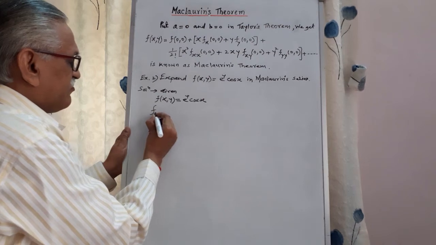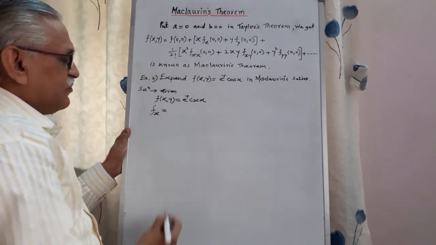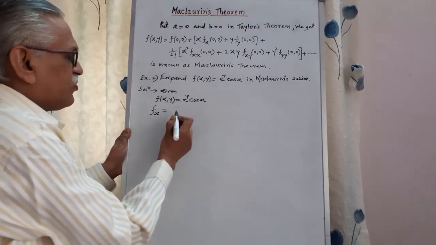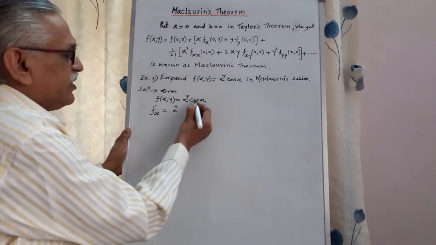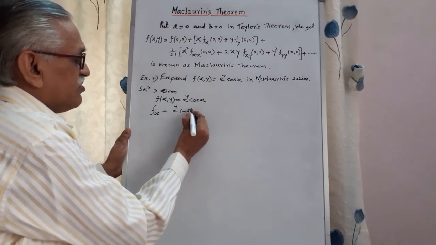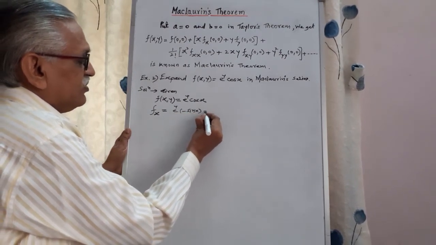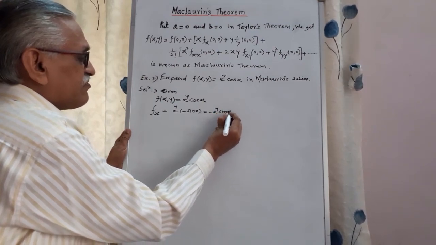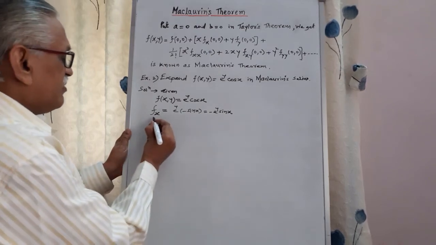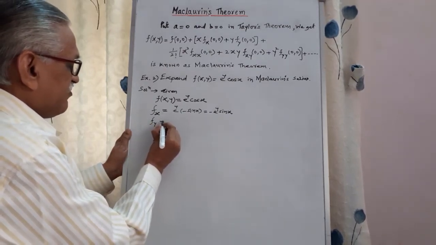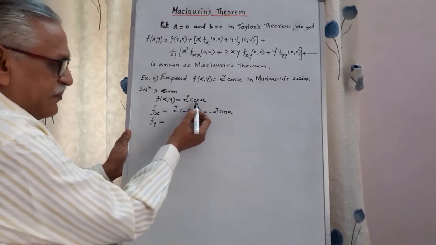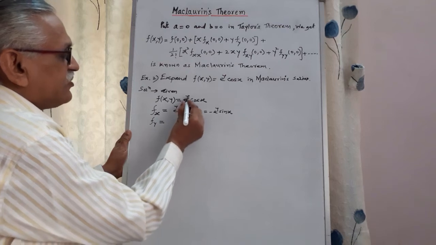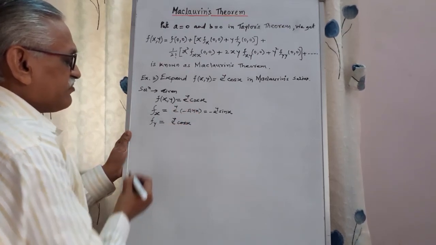Therefore, fx: differentiating with respect to x, keeping y constant. Therefore, e raised to y is a constant term outside. The derivative of cos x is minus sin x, and therefore this is minus e raised to y into sin x. Okay. Then fy: differentiating with respect to y, keeping x constant. Therefore, cos x is a constant term, and the derivative of e raised to y is e raised to y.